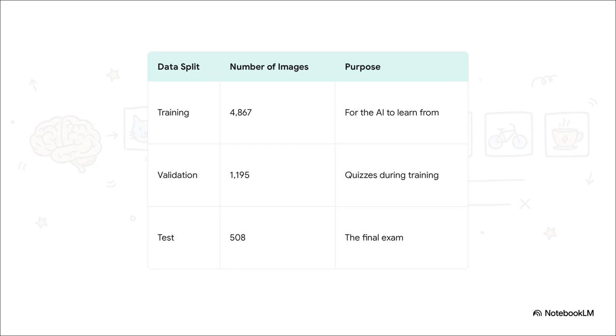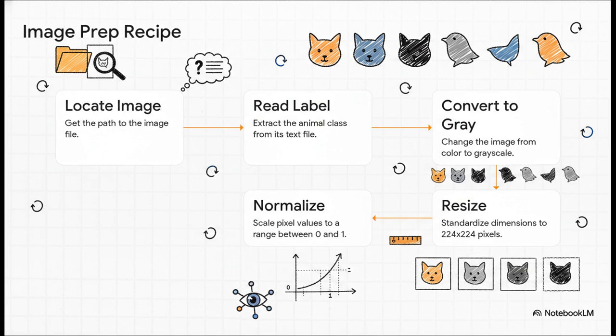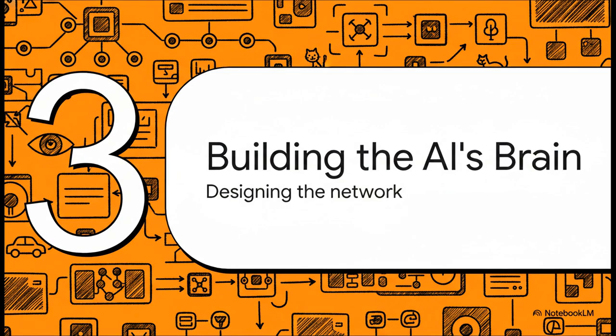Then you have the validation set. Think of these as the pop quizzes, to check if it's actually learning anything. And the test set? That's the final exam. Totally new images it has never, ever seen before. And just like a textbook needs consistent formatting on every page, every single one of our images has to be standardized. We convert them to grayscale. That way it focuses on shapes, not colors. We resize every single one to be identical, and then we normalize the pixel values. All of this forces our AI to ignore the little distractions and focus only on the core patterns that truly define each animal. All right, our textbook is ready to go.